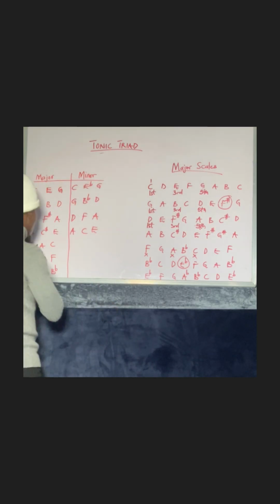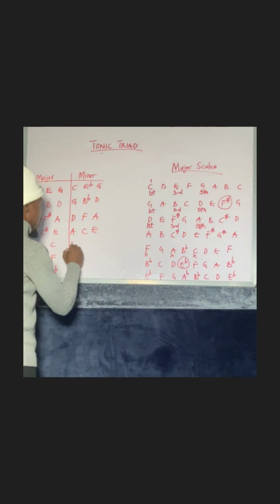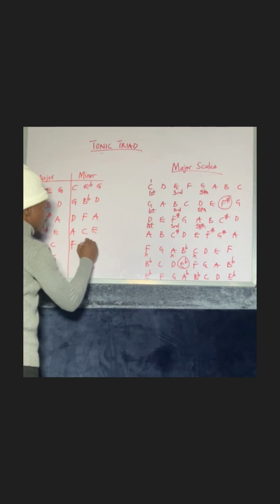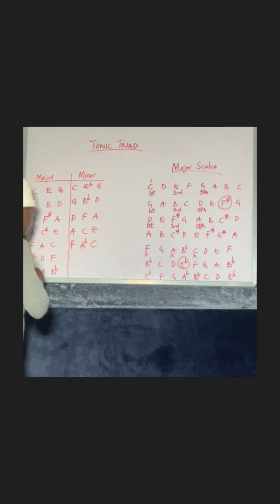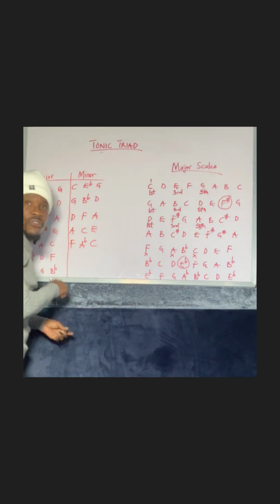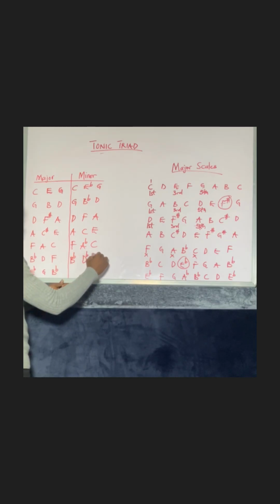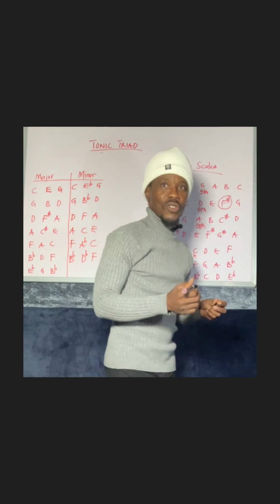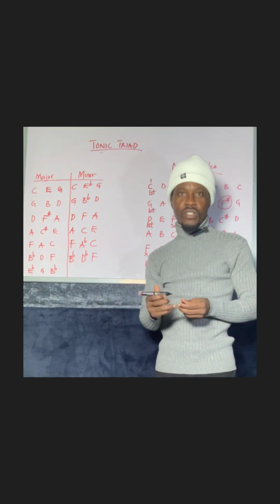Okay? Then F major is F, A, C. Then F minor is F, A flat, C. Then for B flat major, it is B flat, D, F. Therefore, B flat minor will be B flat, D flat, and F. You can tell me the answer to the last one in the comment section.